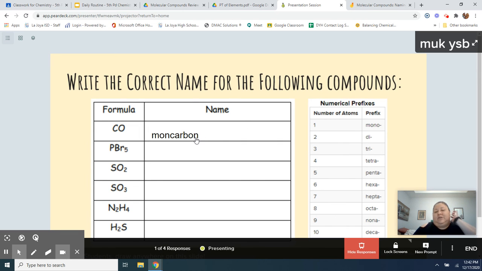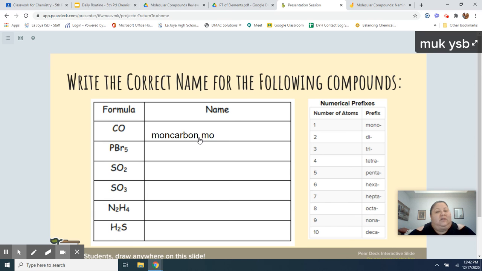Okay. So we got carbon, we got oxygen. Oxygen needs to change to ide. How would you write that? Oxygen. Oxide, correct. Now I got one of each. I got one carbon and one oxygen. What's the prefix that I need to use for both of those? There's only one. What's the prefix for one? Mono, right? Mono. It's monoxide. Monoxide. Okay.